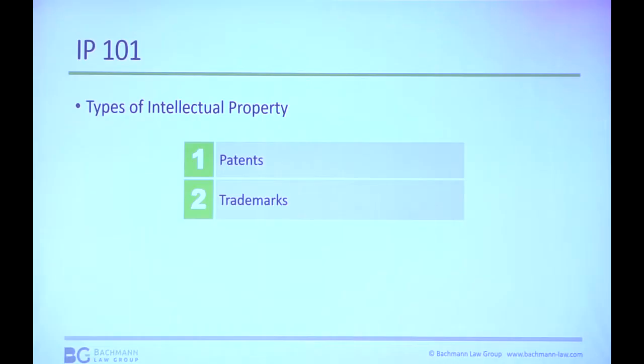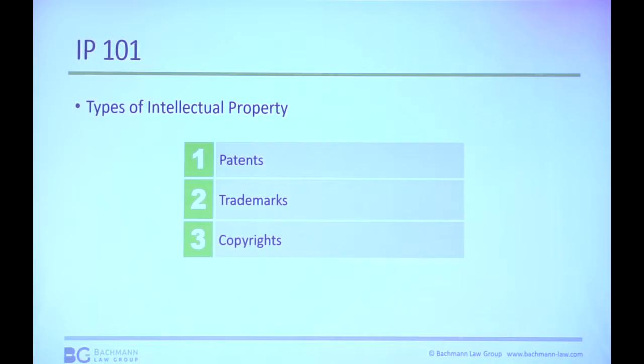Trademarks, which are a name associated with a product, and the strength of a trademark, which we'll talk about in a little bit, is developed when you use that product associated with that name. Copyrights, which Bob is going to talk about in more detail later, but basically a copyright is a right that is granted to an author when they create a work of authorship.